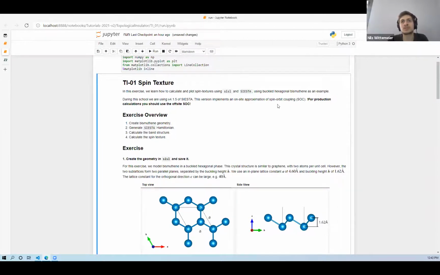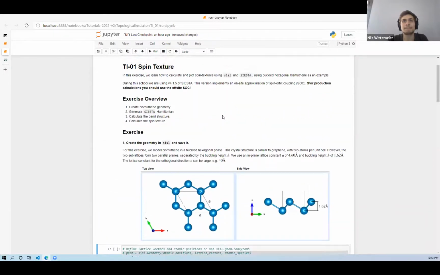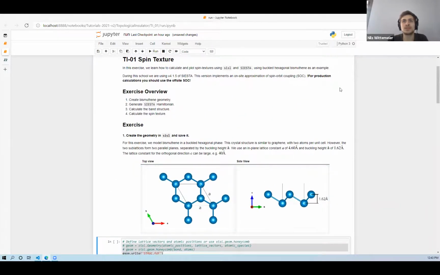That's because we're using an on-site approximation for the spin orbit coupling here, which has some downsides. And what you want to do is use at least Siesta 4.2 or newer versions for this offsite spin orbit coupling, which I think is the default from there onward and is not implemented here yet. And with that, you should be good to go.